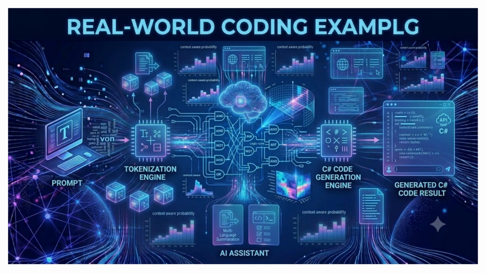Now, let's see how ChatGPT works in a real-world programming scenario. Imagine that a user types the prompt: Write a C# program to calculate the factorial of a number. As shown on the left side of this illustration, the prompt is first sent to the AI system. Before the model can understand it, the text is passed through the tokenization engine, where it is broken down into smaller units called tokens. These tokens are then processed by the transformer model, the intelligent core of ChatGPT.